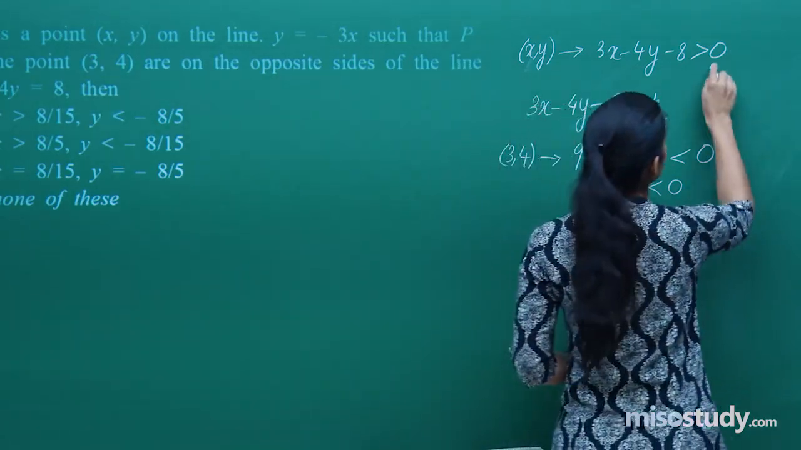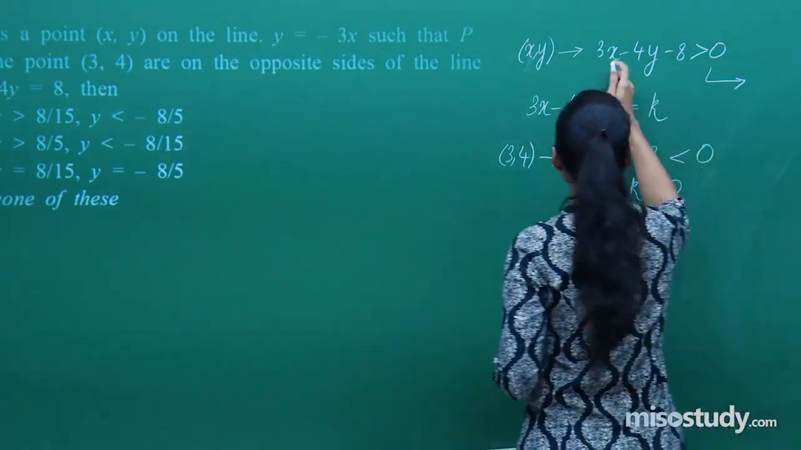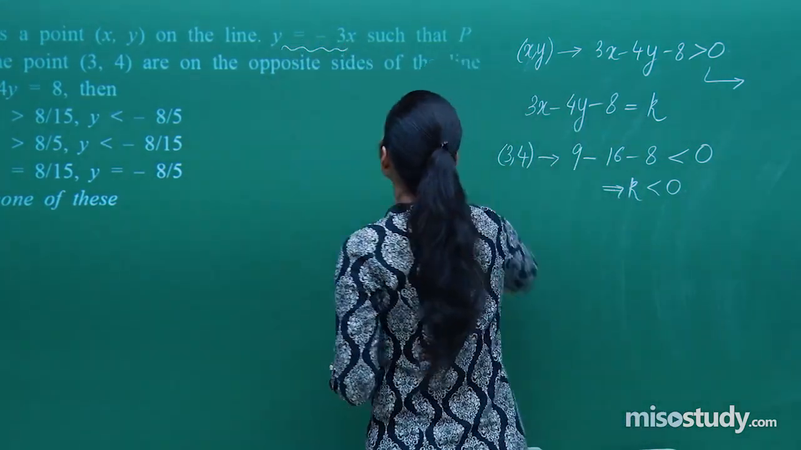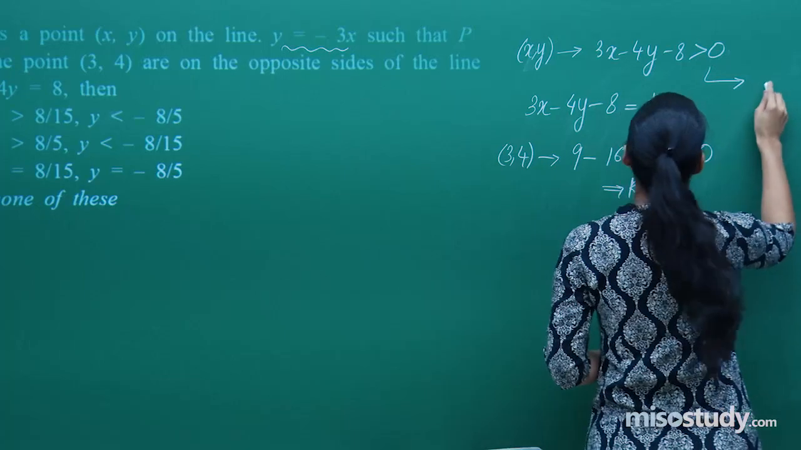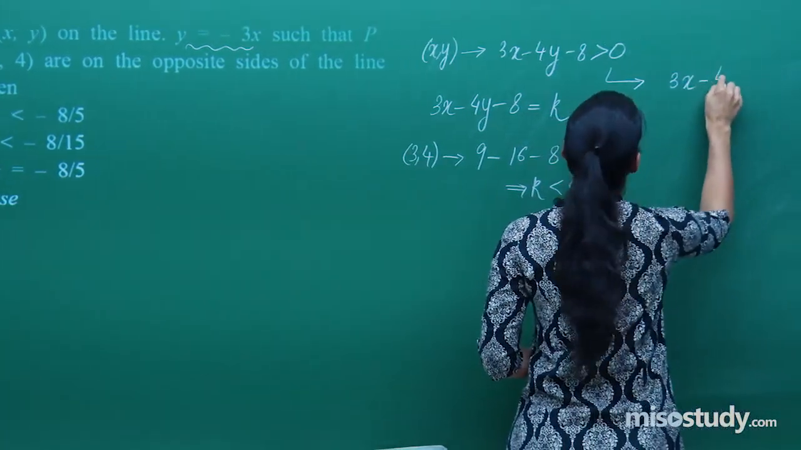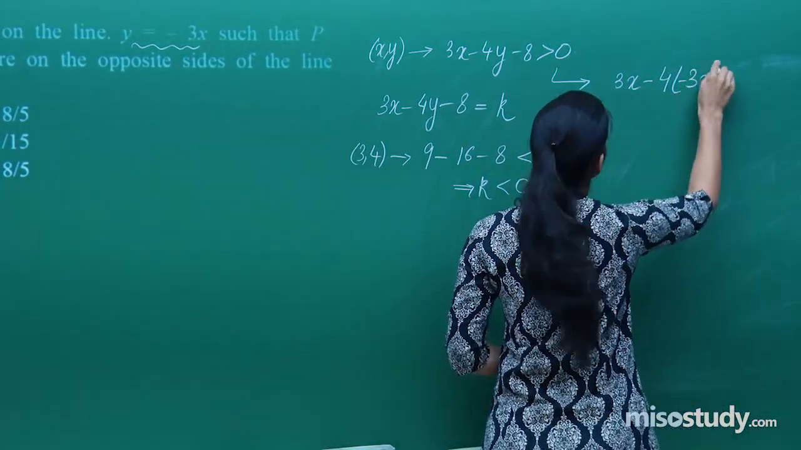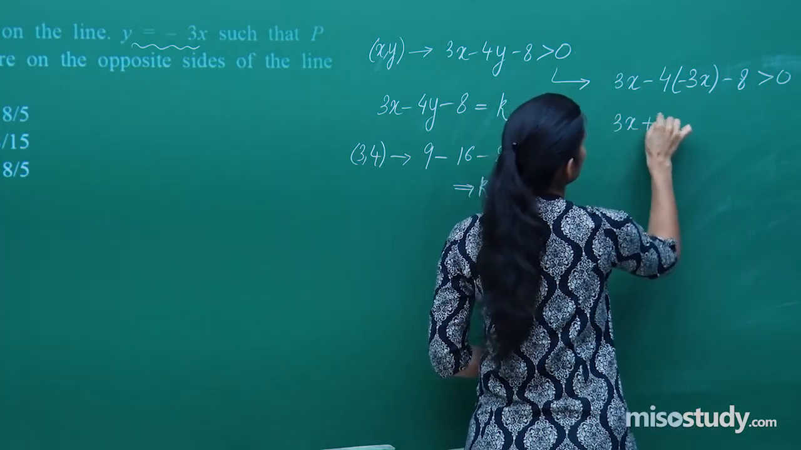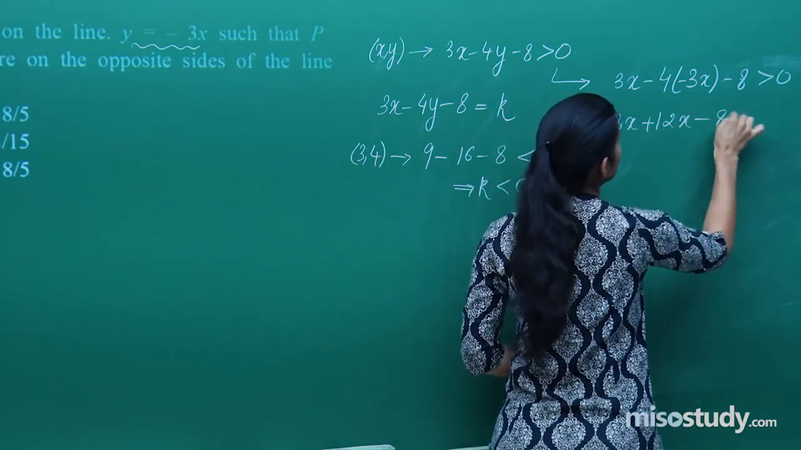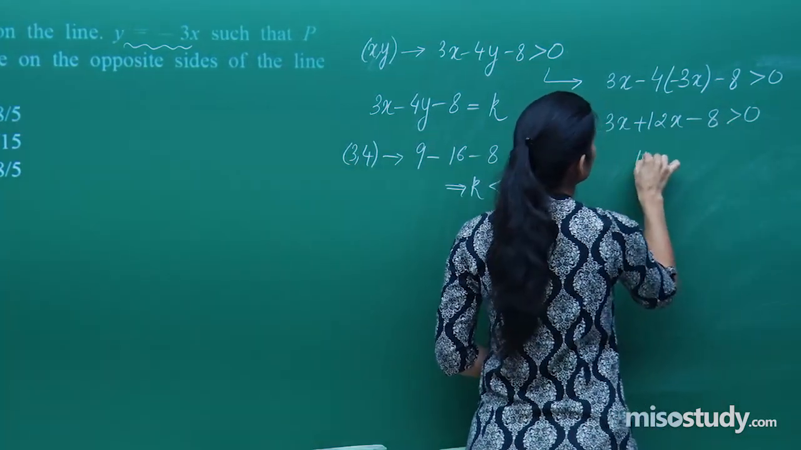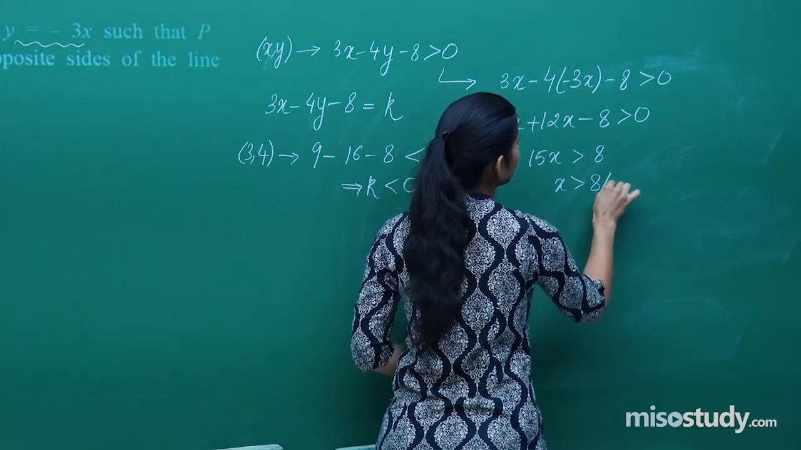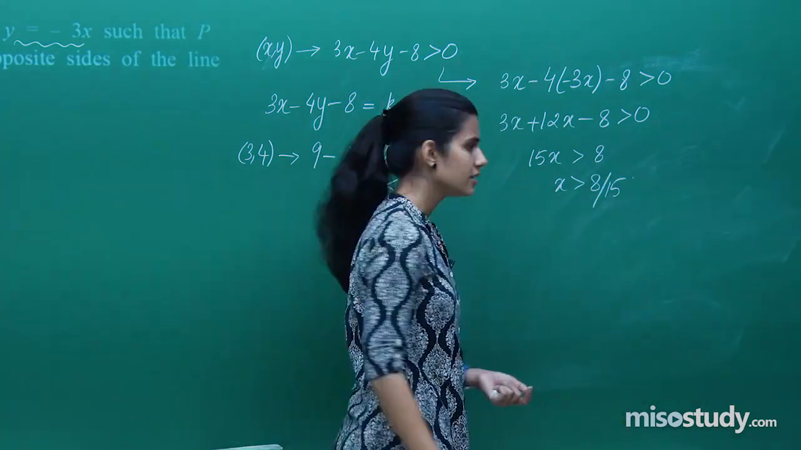Right? Now, you know that (x, y) is a point which is lying on this line also. So, y can be replaced by minus 3x. So, you get 3x minus 4 into minus 3x minus 8 is greater than 0. So, you get 3x plus 12x minus 8 is greater than 0, which is 15x is greater than 8, or x is greater than 8 by 15.